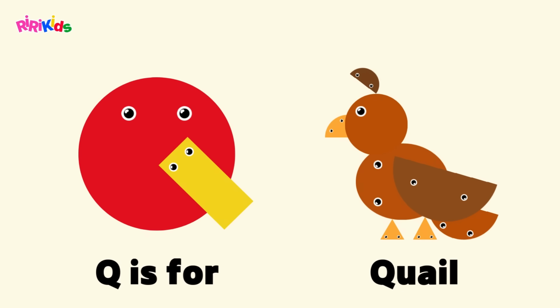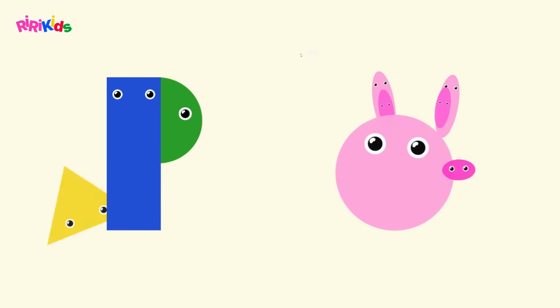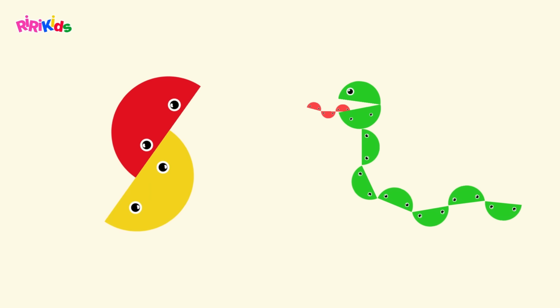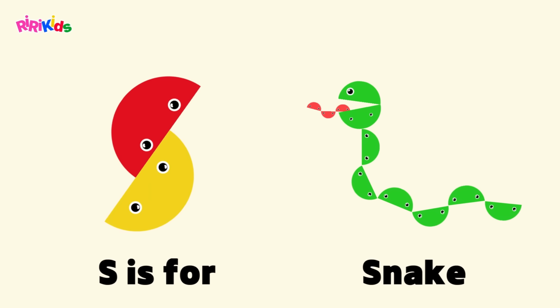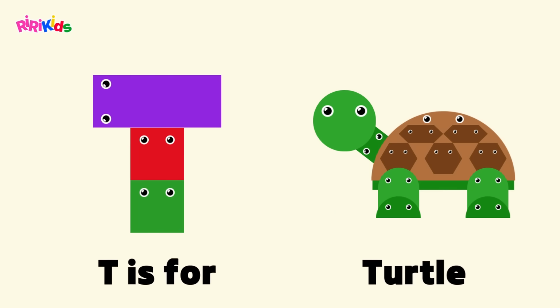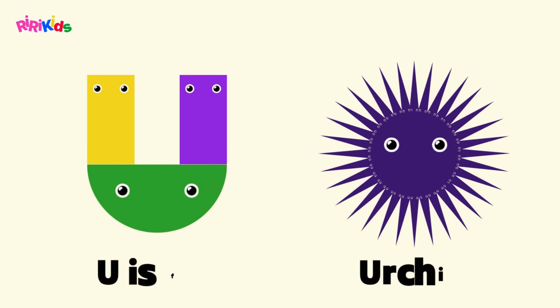Q is for quail. R is for rabbit. S is for snake. T is for turtle. U is for urchin.